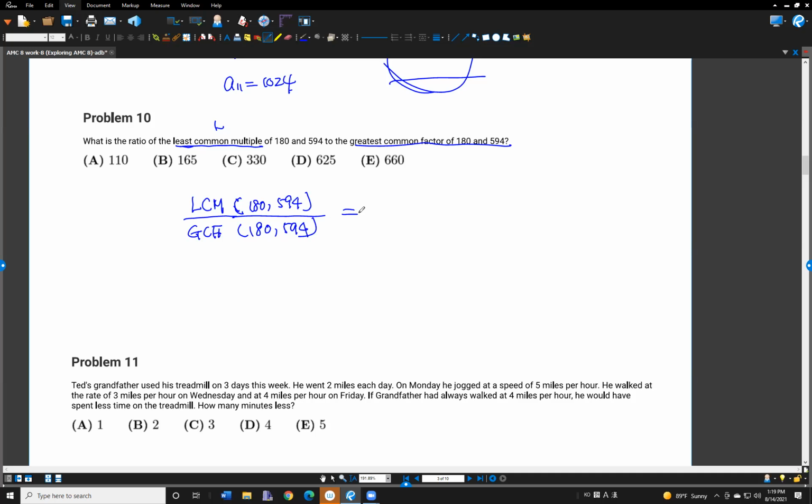Try number 10, okay? I'm gonna write like good writing, okay? LCM of 180 and 594. The ratio is what? The fraction, same thing. GCF of 180 and 594. Okay. What is the ratio of this one?